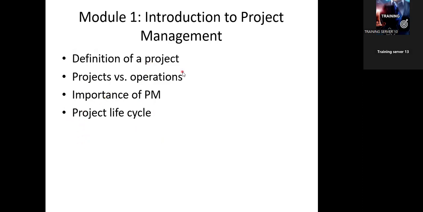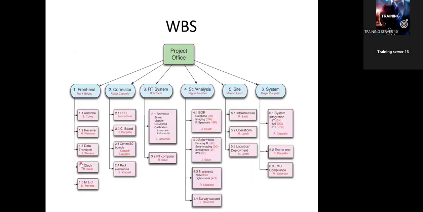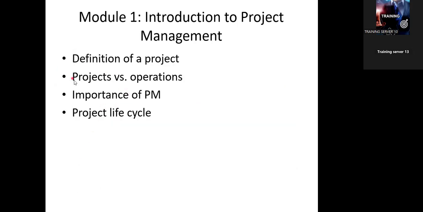Starting with a project, you have to have a clear definition of that project, what you want to achieve, goals, times, according to what we had mentioned before. But you do have lots of tasks, so you have to identify all of these things. And after that, we have to know the difference between project and operation, the importance of PM, and finally the project life cycle.